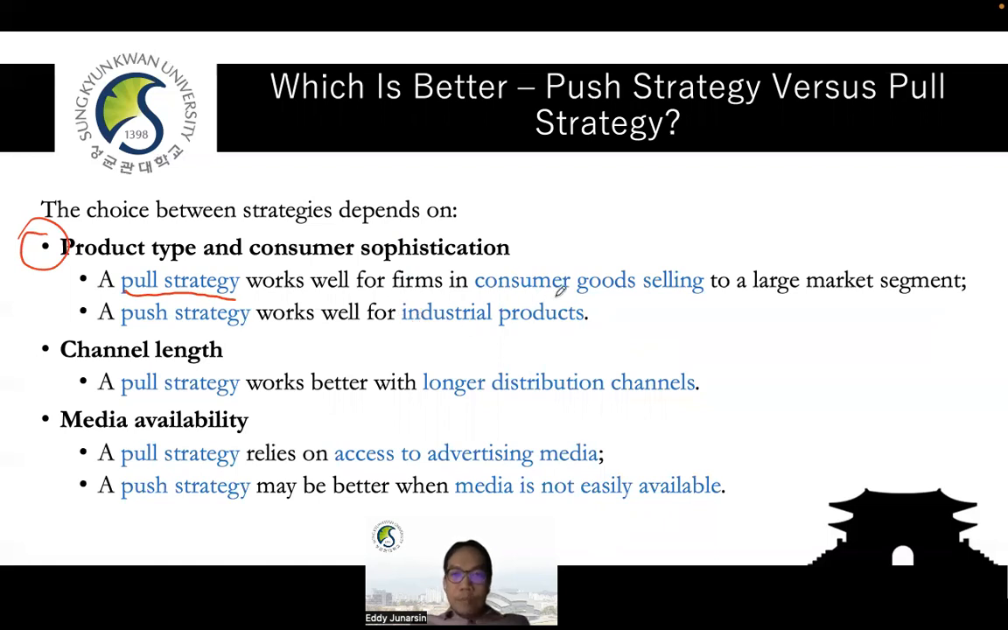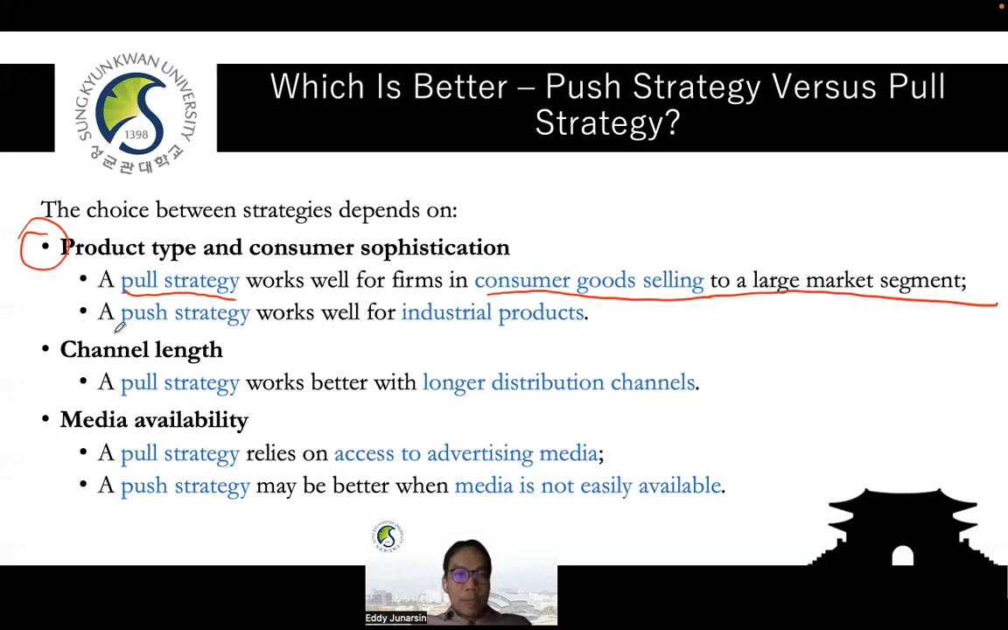It might work better for firms in consumer goods selling to a large market segment. So we have bigger market segments, a lot of segments that we have to serve. So this kind of pull strategy might be more effective by using the media, right? Because we are selling consumer goods. Consumer goods are relatively mass production, or mass customization at least. I think we still have some customization, but it's mass customization. So we might use the pull strategy and it might work more effectively.